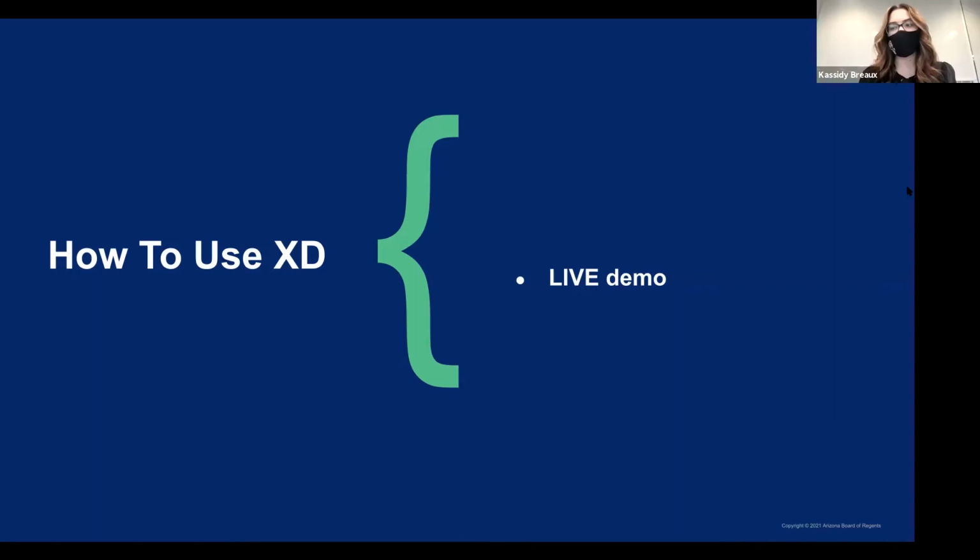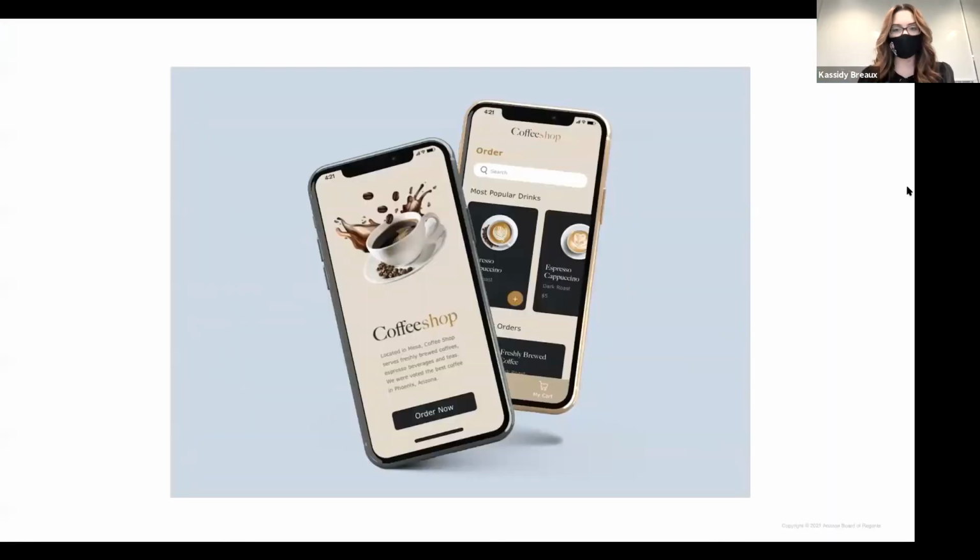So we're going to do a live demo. We're going to dive right into Adobe XD together, and we are going to create this little coffee shop app together. So we're going to create a little homepage splash screen and an orders page. We're going to learn how to have a horizontal scroll, a vertical scroll, and other fixed elements on the page. We're going to learn how to prototype them together so you can click between them.